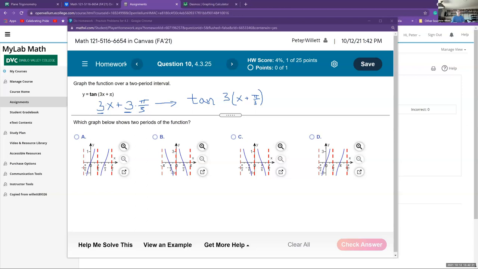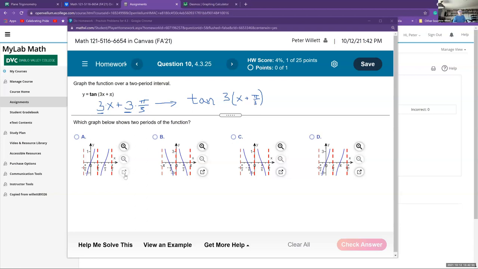Let's see if I can close that, leave that there. There we go. So now if we're looking at these, we want the tan function, but instead of going from pi over 2 to negative pi over 2 for the root function, I now want to take that period and divide it by 3. So now instead it's going to go from pi over 6 to negative pi over 6. And that looks like that happens in A or C.